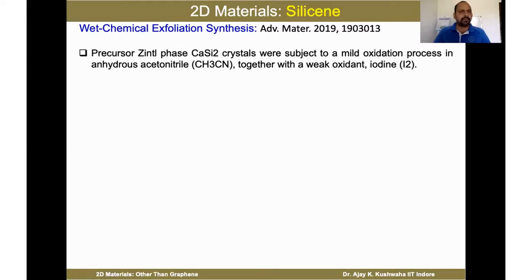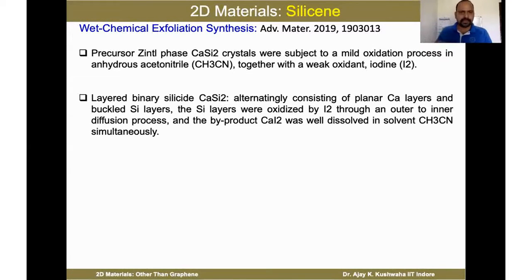So another approach, wet chemical exfoliation, was reported, and here basically the idea was similar to what we were trying in case of graphene, but it's not exactly taking the silicon because we do not have a silicon layered structure. So here they use a phase of CaSi2 crystal. So this crystal has some kind of layered structure, and then it was put in the CH3CN solution and iodine also. So how are we going to get the layer of silicon? So they are saying that for layered binary silicide, that is CaSi2, when we are using this, we have to remove Ca somehow, right?